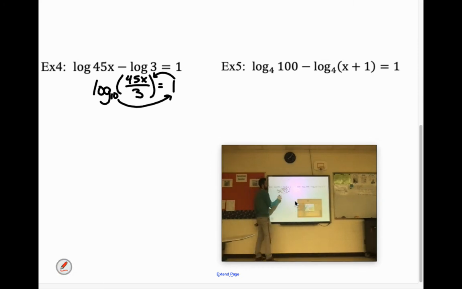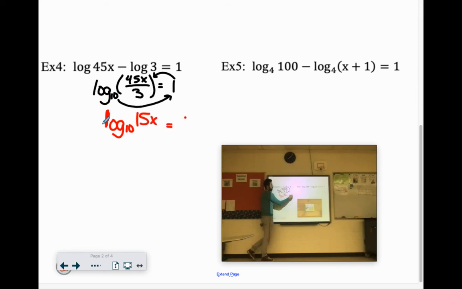I'm gonna simplify this: 45x divided by 3. Now, the 10 isn't written usually, I'm just gonna write it. It's okay if you don't. 45x divided by 3 is 15x equals 1. And then we're going to drop in the base. The base here is 10. Again, it wouldn't ordinarily be written, so you just have to remember that. So we're going to drop a 10 in on both sides. These will all cancel. So we have 15x equals 10 to the first power, which is 10.